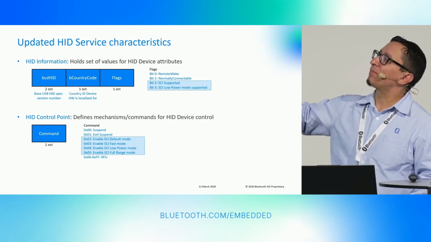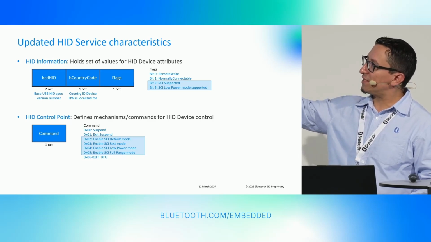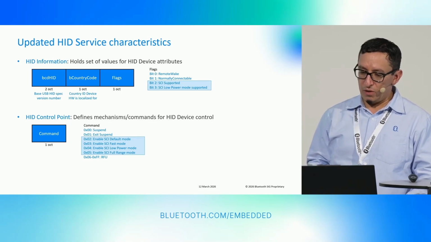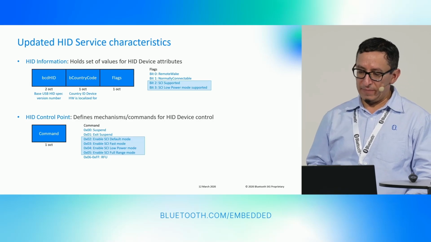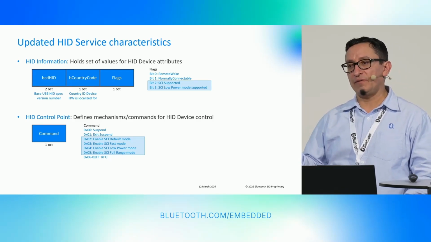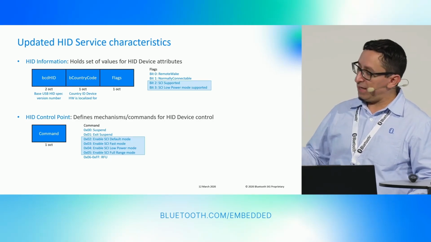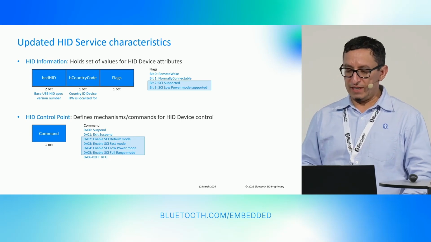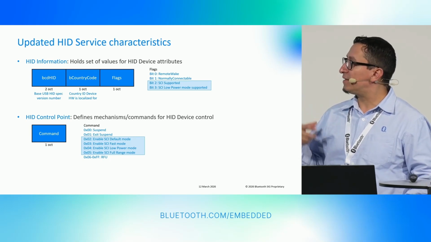For completeness here, there were also updated characteristics to the HID service. They were the HID information characteristic, which holds the set of values for HID device attributes, and the HID control point, which defines mechanisms and commands for HID device control.